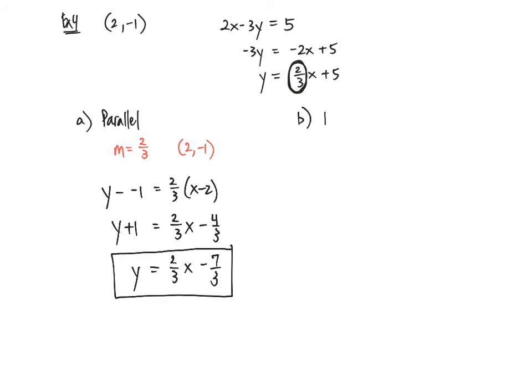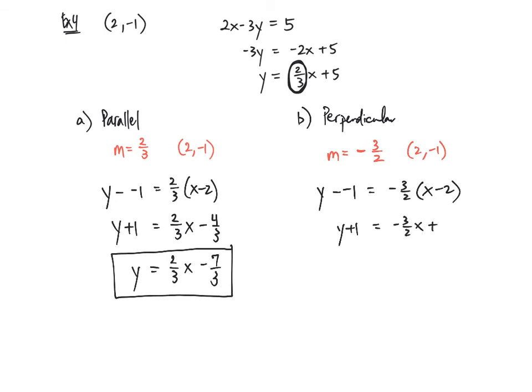And then for B, they want us to write the equation of the line that's perpendicular. So the slope now, instead of being the same 2/3, of course, is going to be the opposite sign and reciprocal. We're also going to use that (2, -1) point. So this one gives us y plus 1, distribute, and then subtract 1, and there is our perpendicular line.